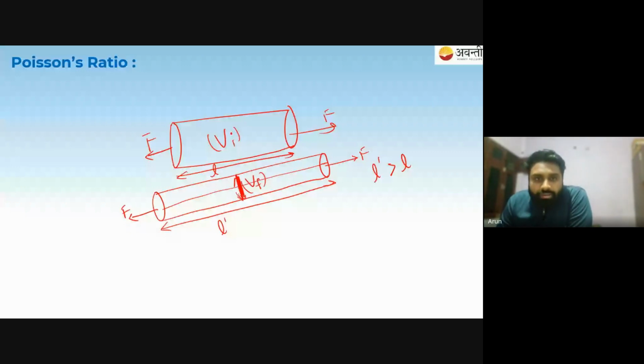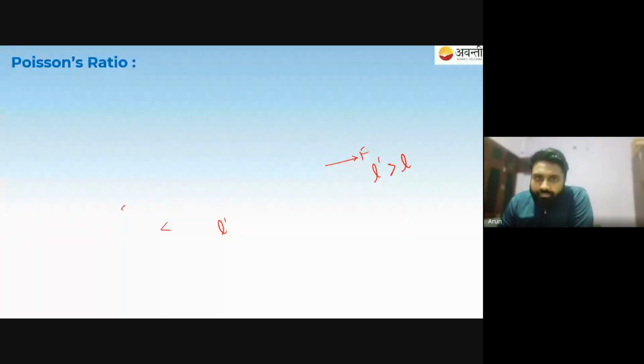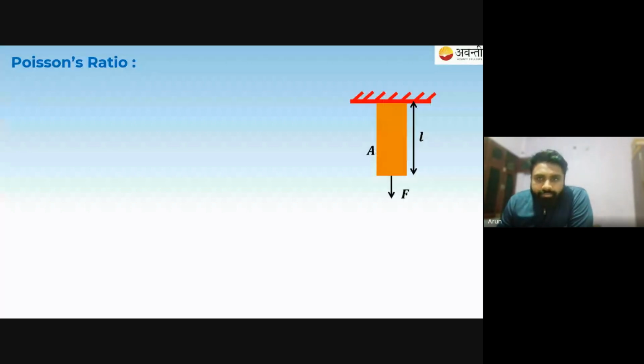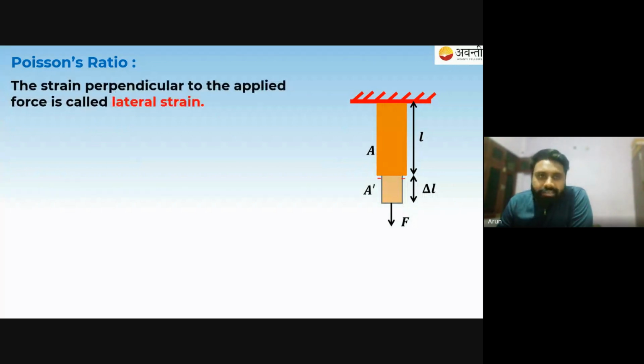So the dimensions have been changed in the transverse direction. Then the ratio of this transverse strain to the longitudinal strain is termed as Poisson's ratio. This is all about Poisson's ratio. Got it? Now, just a second. I hope you got the concept of it. We have length L, force has been applied. So it has decreased in this dimension, the transverse direction, and length has been increased, area has been decreased.